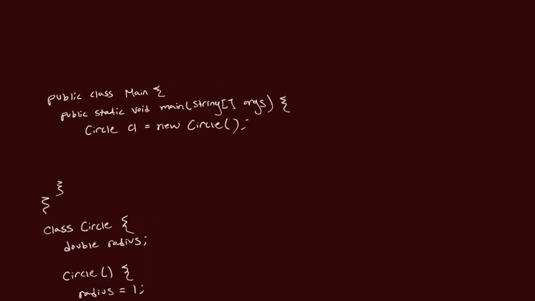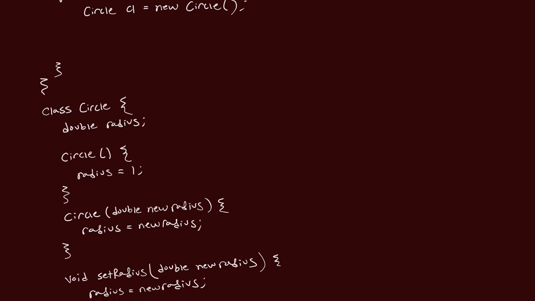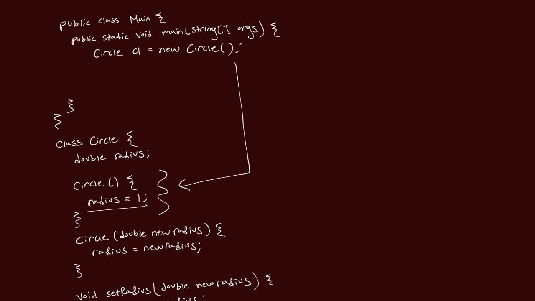Alright, so now here we do Circle c1 equals new Circle. Pretty much what this does is it goes here and calls this constructor. Radius is now equal to 1. Now we can play around with this c1 here. So this c1 pretty much represents this whole constructor and all the values inside it.